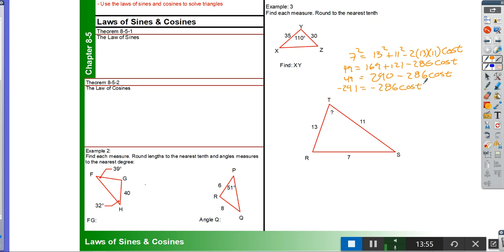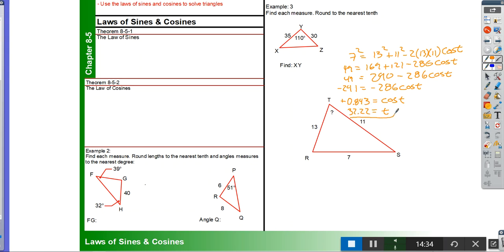So I'm going to divide both sides by negative 286. So I get positive 0.843 is equal to the cosine of t. So now I do the inverse of the cosine, and when I did that, I got that t is equal to 32.2.